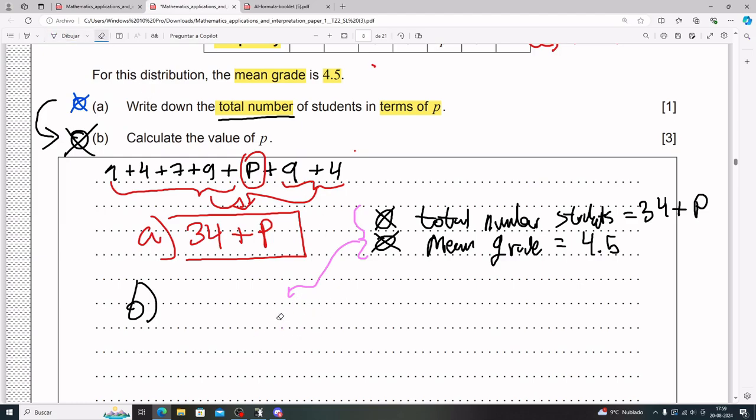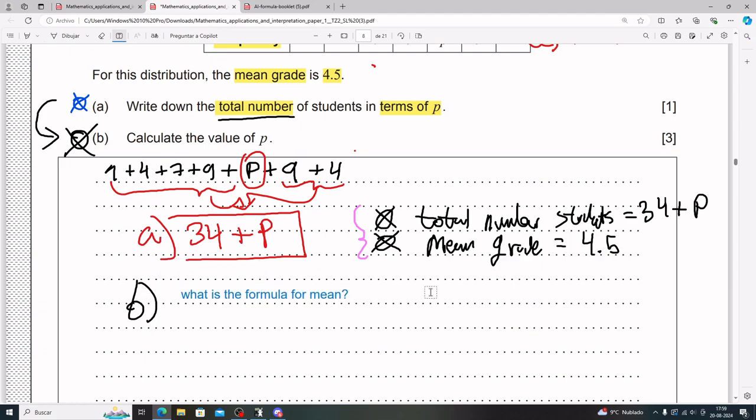Well, the obvious question we have to ask is, how does the mean grade have to do with the total number of students? How are they associated? Okay, we have the mean grade. What is the formula for mean?